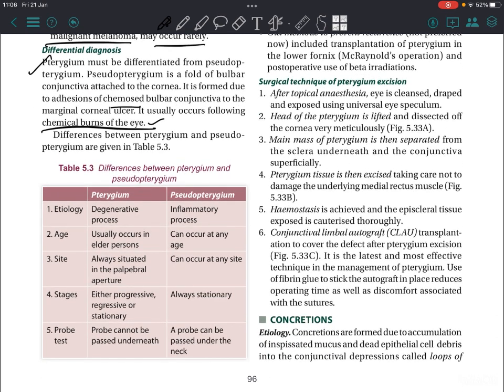Pterygium versus pseudopterygium. Pterygium is a degenerative process. Pseudopterygium is an inflammatory process. Pterygium usually occurs in elderly patients, is always situated in the palpebral aperture, and may be progressive, regressive, or stationary. Pseudopterygium can occur at any age, at any site, and is always stationary. A probe can be passed underneath the neck in pseudopterygium.